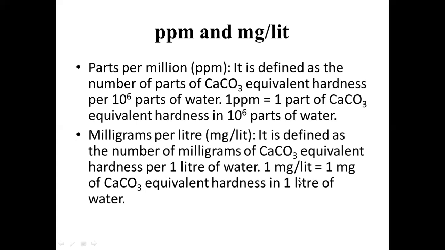So ppm and mg per liter are the units that are used to express the hardness of water. Now, ppm is an important unit and the most common unit used for expressing hardness of water, and it is defined as the number of parts of CaCO3 equivalent hardness per 10 power 6 parts of water. Also, milligrams per liter is the number of milligrams of CaCO3 equivalent hardness per 1 liter of water.